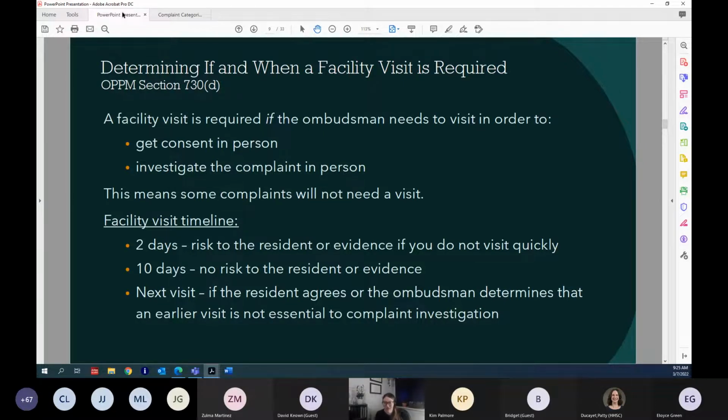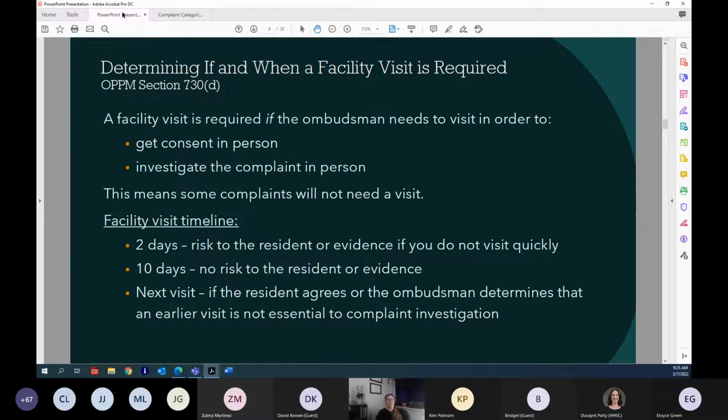over the phone. Consent can be gotten over the phone. Sorry, I got distracted by the question. Great question from Miguel. Consent can be gotten by the phone. That is correct. So if a resident is able to communicate with you over the phone, then it is perfectly okay to get consent over the phone. And that would be a way that maybe you could handle the entire complaint over the phone.